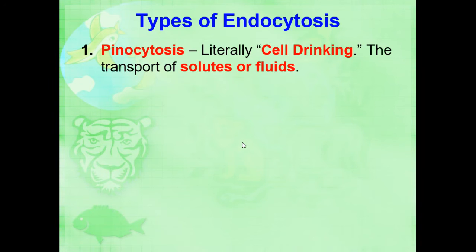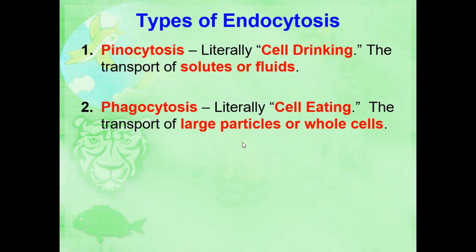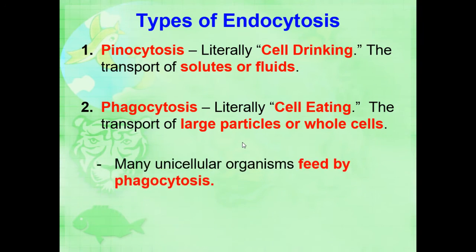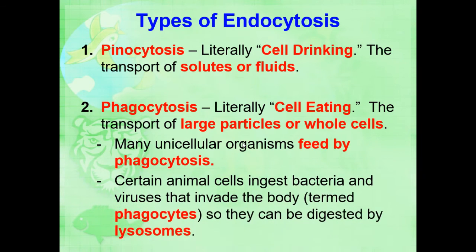Pinocytosis literally means cell drinking, and it's going to transport solutes or fluids. Phagocytosis literally means cell eating, and we're going to transport large particles or whole cells. Many unicellular organisms feed by phagocytosis. Certain animal cells are going to ingest bacteria and viruses that invade the body, and we call these phagocytes, and then they can be digested by lysosomes.